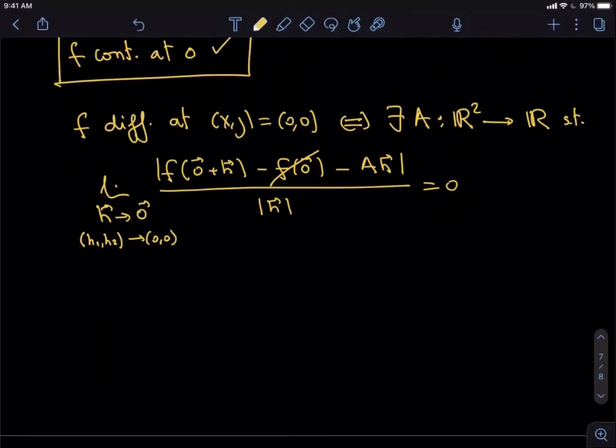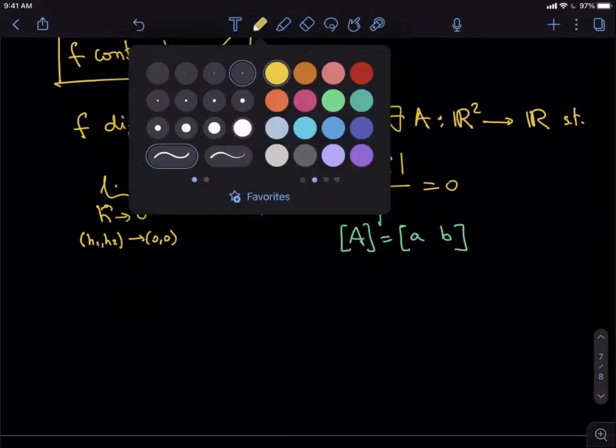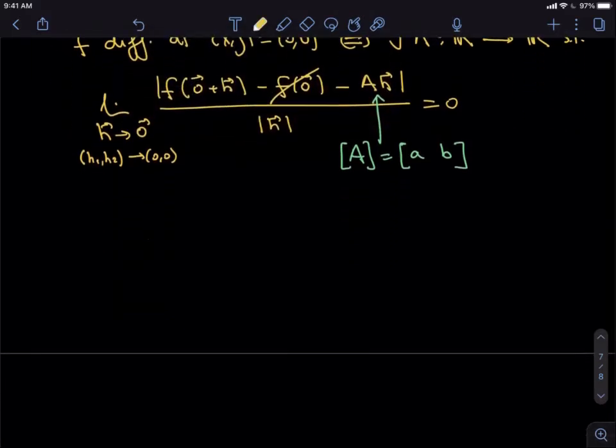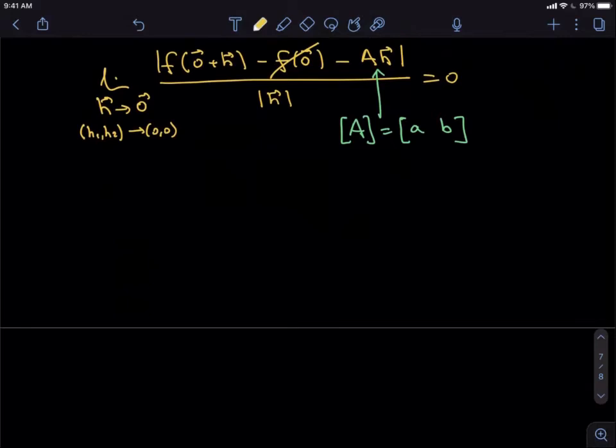Now the other thing that I don't know is A. Because I don't know A, but I know it is a linear mapping from R2 to R, I can write its matrix, which is, let's call it (a, b). It has one row, two columns, and it has two entries, a and b, that I don't know yet, so I will need to deal with that later. That's part of the difficulty right now.